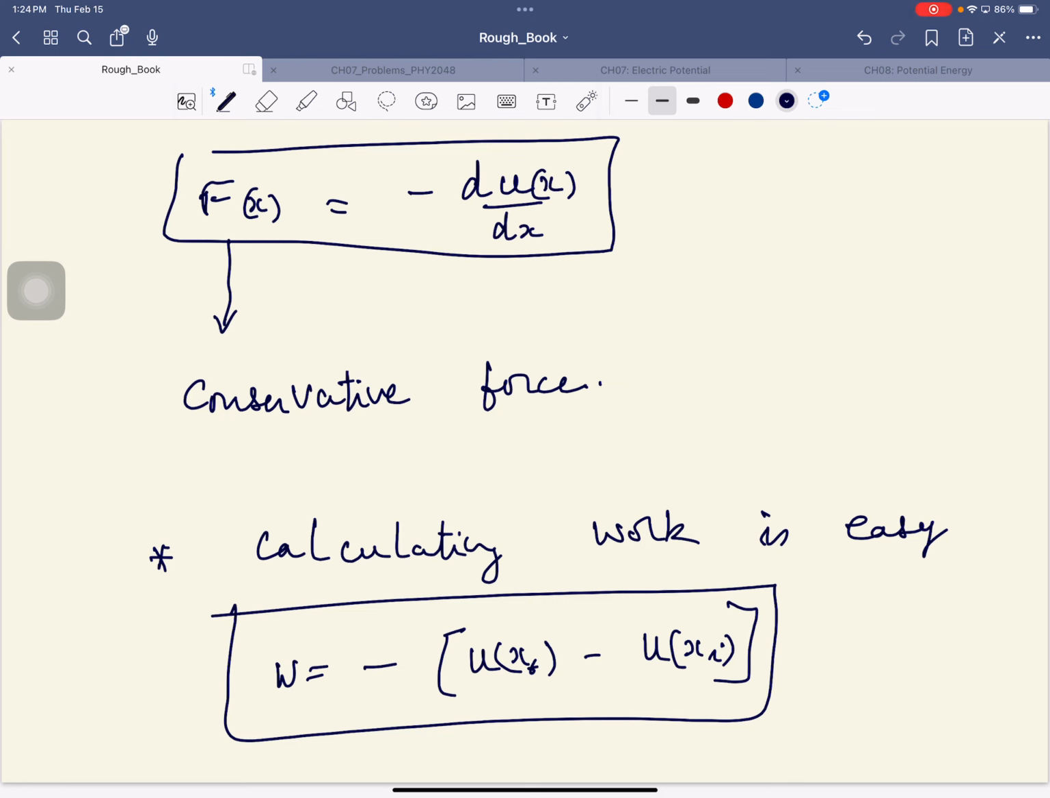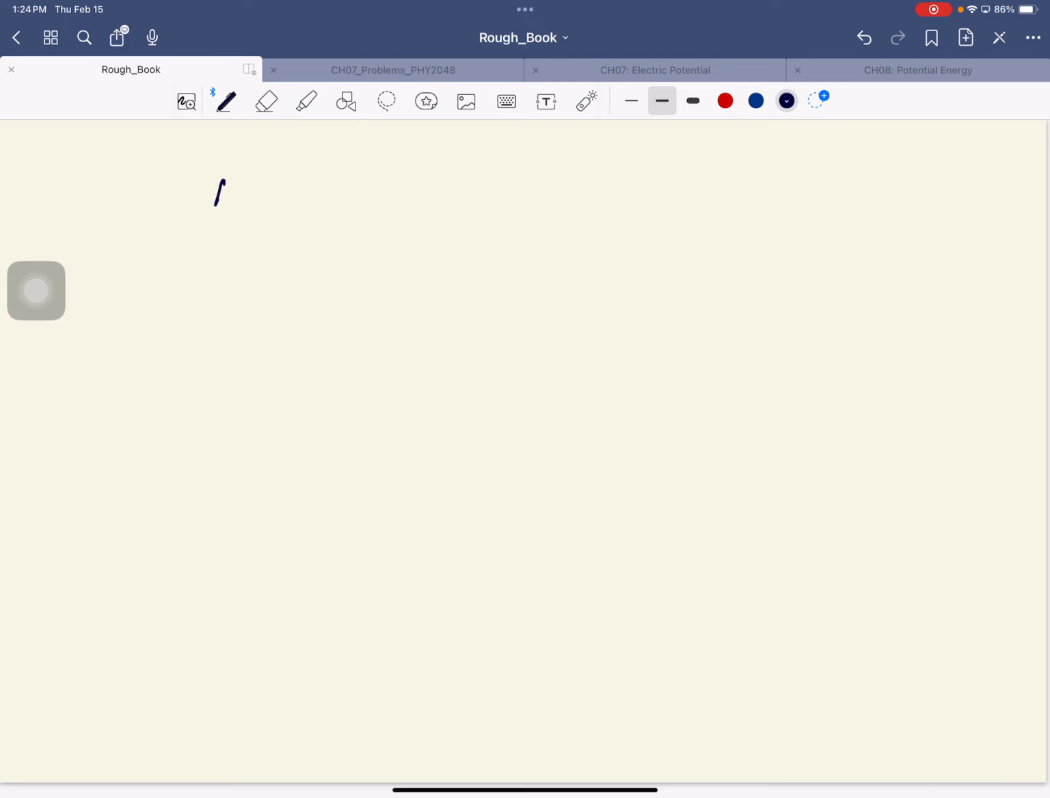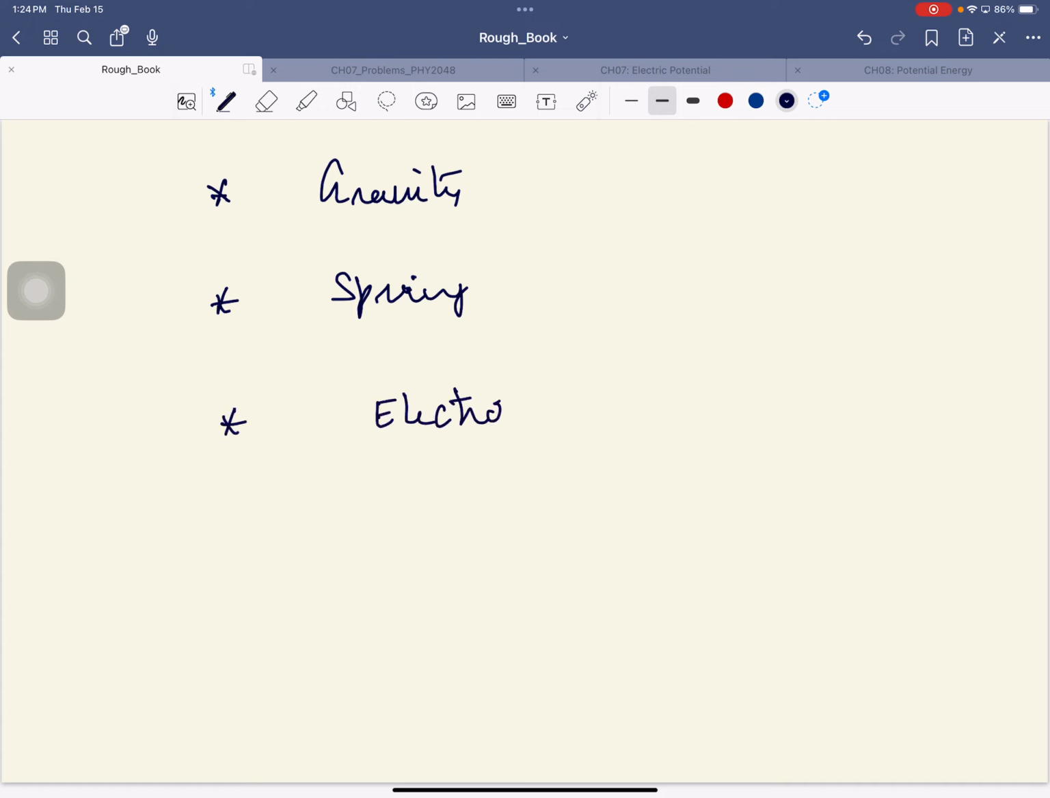And there are only 3 such forces. The 3 forces are gravity, the spring force, and the electrostatic force that you will learn about in physics 2. So this semester, you're just learning these 2 forces. So here's an entire chapter dedicated to just these 2 forces.